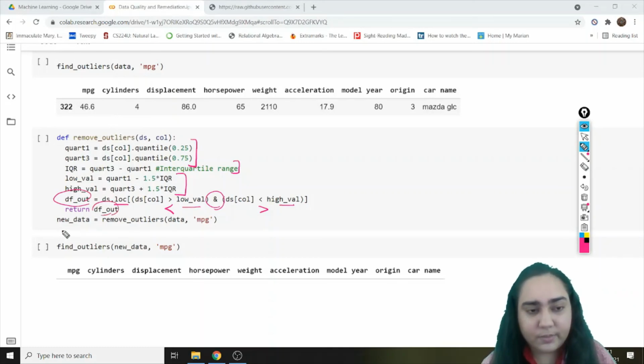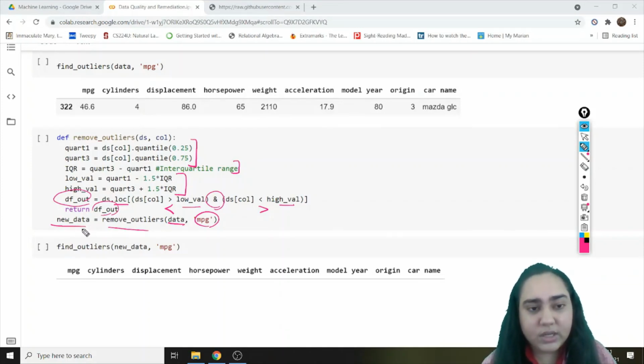So I'm locating all the values and placing them into this new data frame, which is the data frame I will return. And you can see I'm calling this function, remove outliers. And while calling that function, I'm passing my data frame along with the column from which I want the outliers to be removed. And I'm taking this data frame, I'm storing that into my new data. So this is my new data frame that I've created.